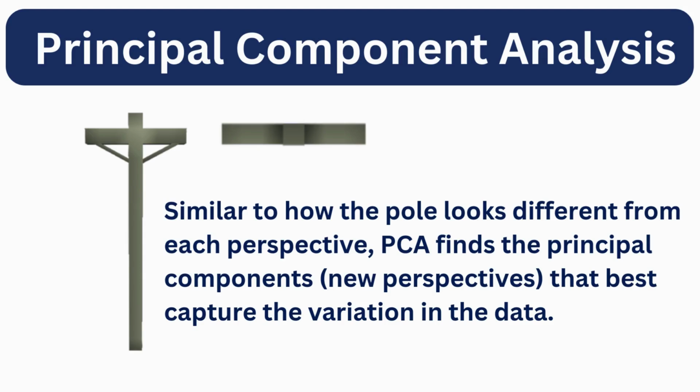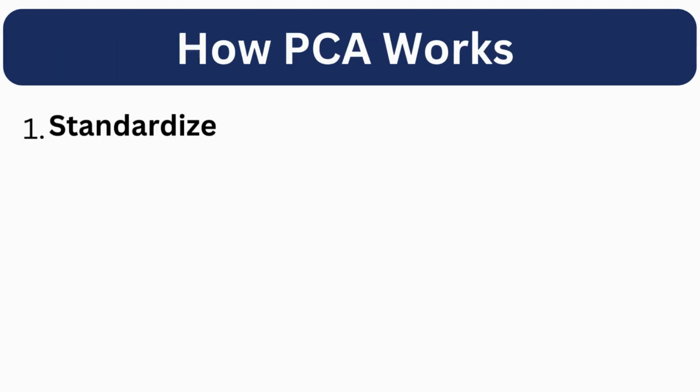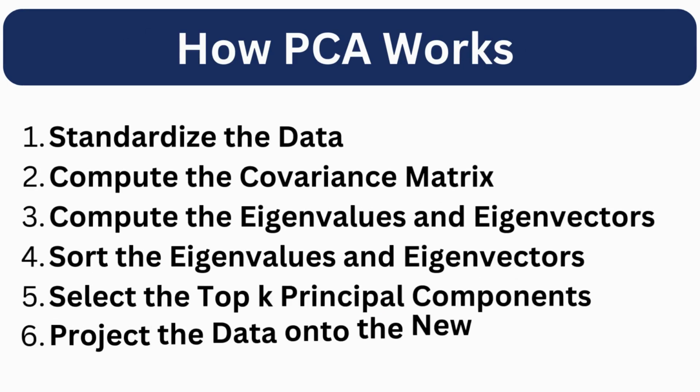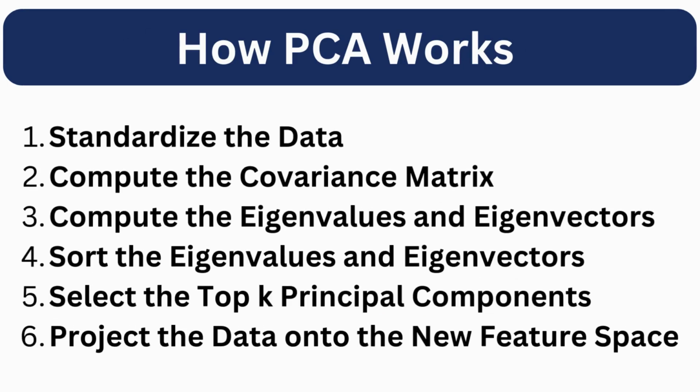Now let's discuss how PCA works. So here are the key steps in principal component analysis. First, we standardize the data, then we compute the covariance matrix. Then we compute the eigenvalues and eigenvectors. We sort the eigenvalues and eigenvectors in descending order and select the top k principal components. Using the top k principal components, we project the data into a new feature space.